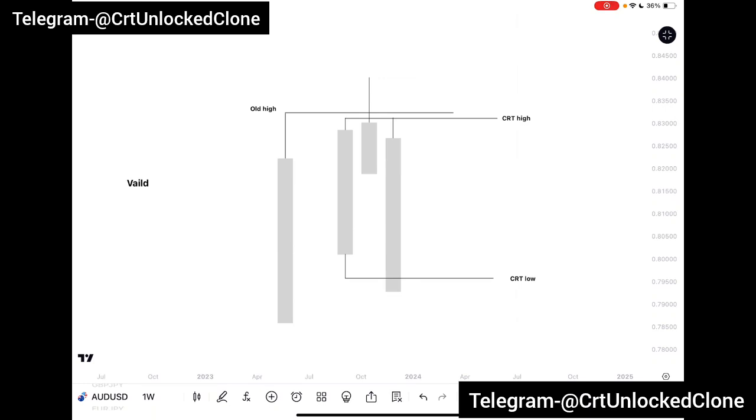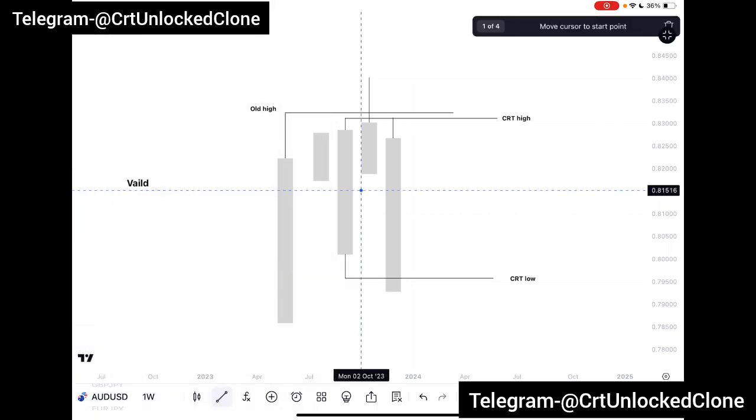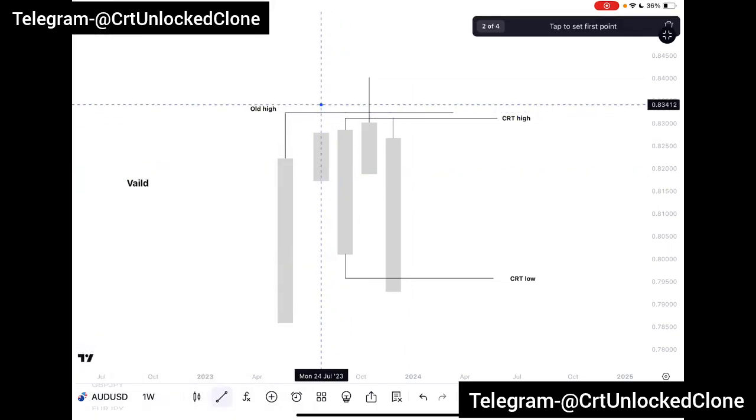So if you guys want, you can take a screenshot of this scenario too. So two scenarios of the key level, old high or low, are over. And now let's go for the third scenario. So listen very carefully, guys. Now here, before the CRT candle, we got another random candle which purged the key level, old high.